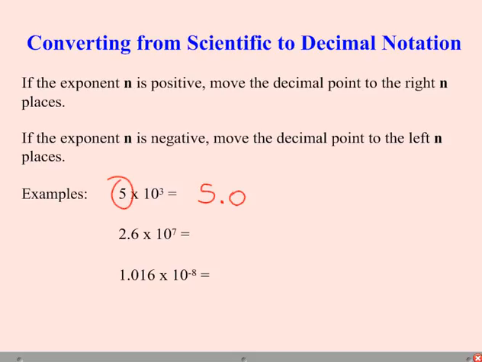Now we're going to move it to the right 3 places because of the exponent on the 10. So we move it 1, 2, 3 places. There's our new decimal point. And we fill in with zeros everywhere there was no number. So we can see that 5 times 10 to the third is the number 5,000.